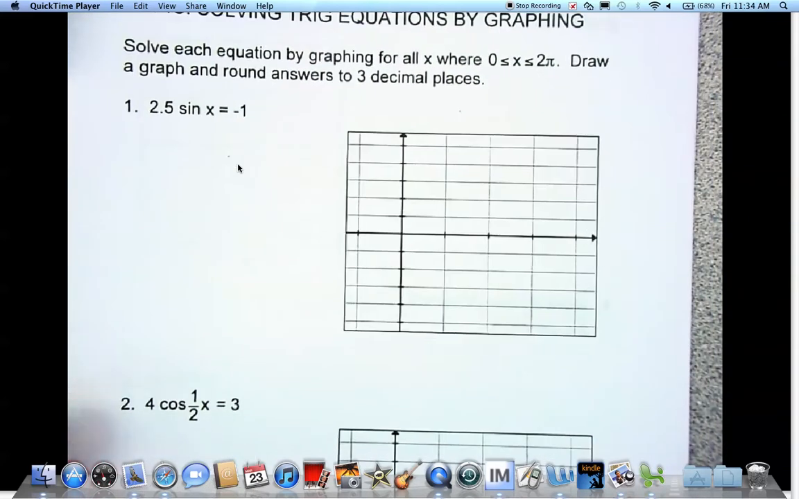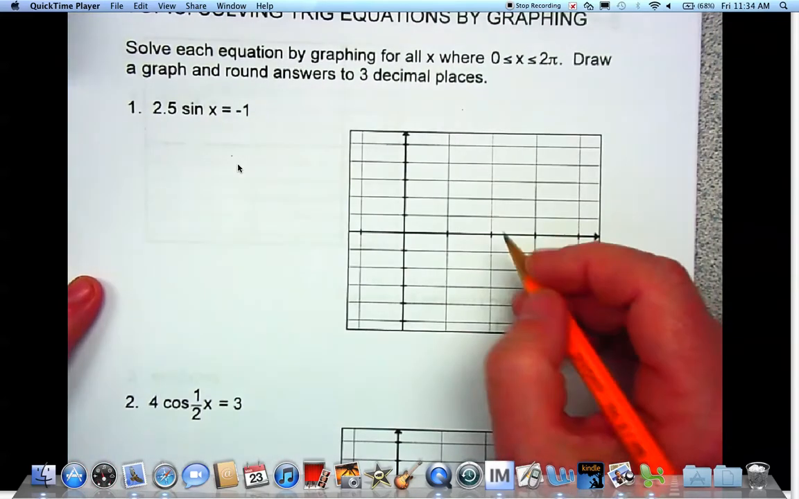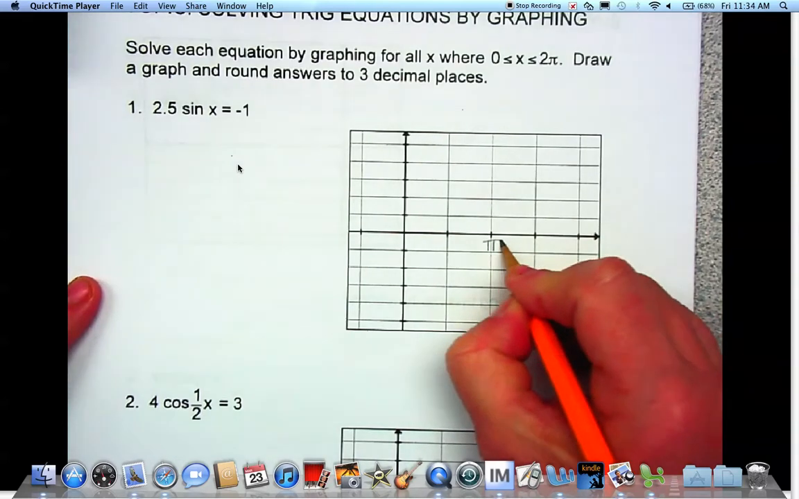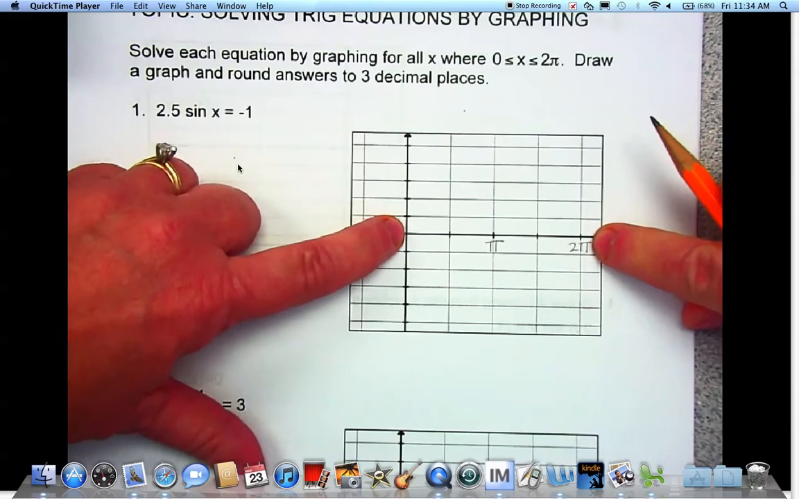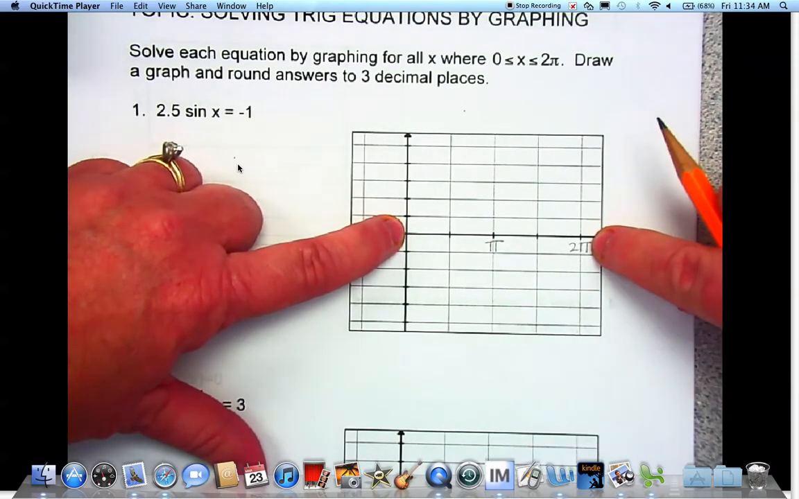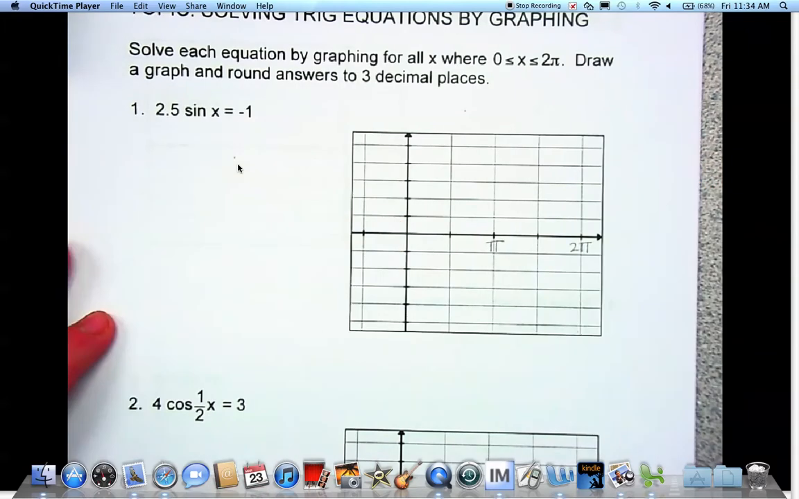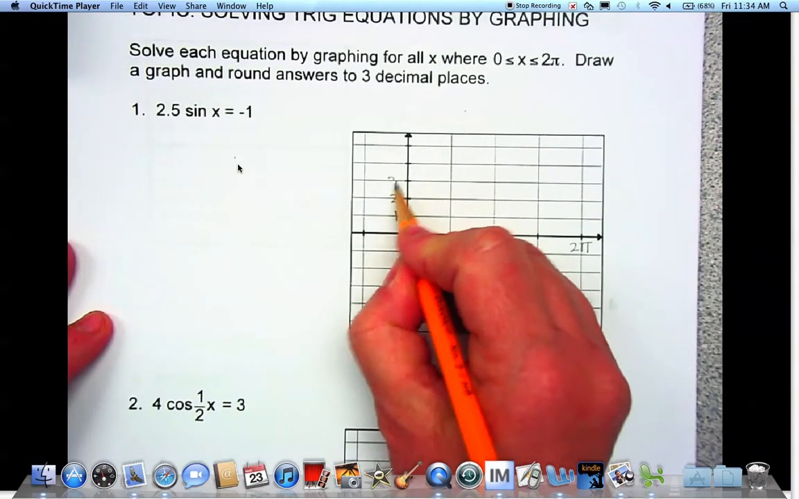So there should be a scale on here, and I keep leaving it off. The scale on this is pi to pi. We only are concerned about the area between 0 and 2 pi. Do you have a scale on here, Colt? Yep, I got it. Good. Then the other scale is 1, 2, 3, 4, like that.